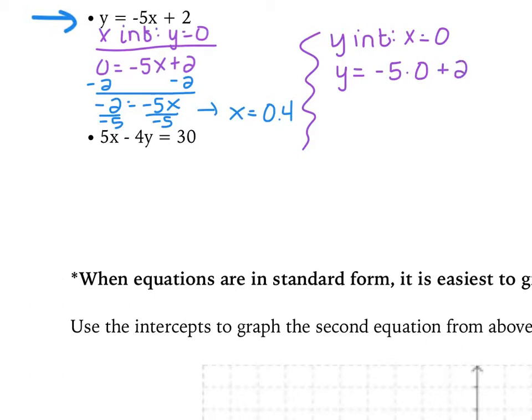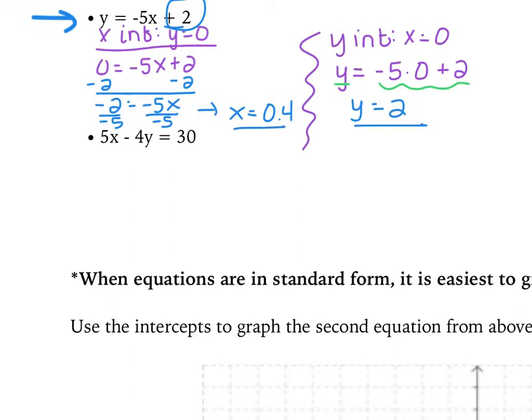Well, this time I don't really have to solve because y is already by itself. I just have to evaluate what this is equal to. Negative 5 times 0 is just 0, and 0 plus 2 is 2. So now I know that y is equal to 2. Which again, hopefully you already knew that because that's my y-intercept in slope-intercept form. But there's my x-intercept, there's my y-intercept.